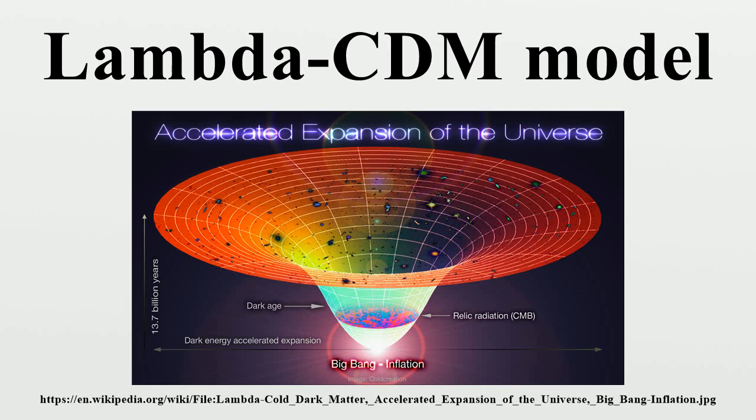Successes. In addition to explaining pre-2000 observations, the model has made a number of successful predictions, notably the existence of the baryon acoustic oscillation feature, discovered in 2005 in the predicted location, and the statistics of weak gravitational lensing, first observed in 2000 by several teams.